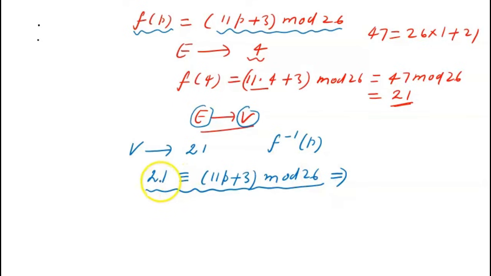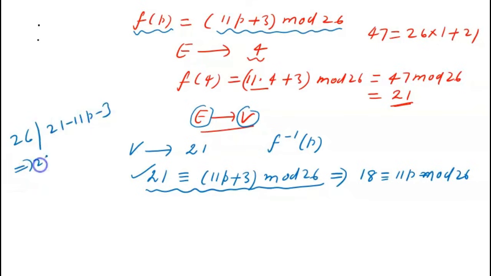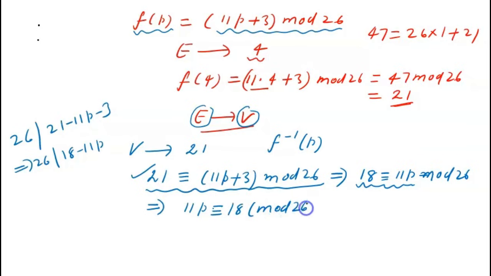So how can it be solved? If 21 is congruent to 11p plus 3, it means 18 is congruent to 11p modulo 26. I subtracted 3 from both sides. I hope you understand. Basically, this means that 26 divides 21 minus 11p minus 3. So this also means that 26 divides 18 minus 11p. That is, 18 is congruent to 11p modulo 26, which can be written for our convenience as 11p is congruent to 18 modulo 26.